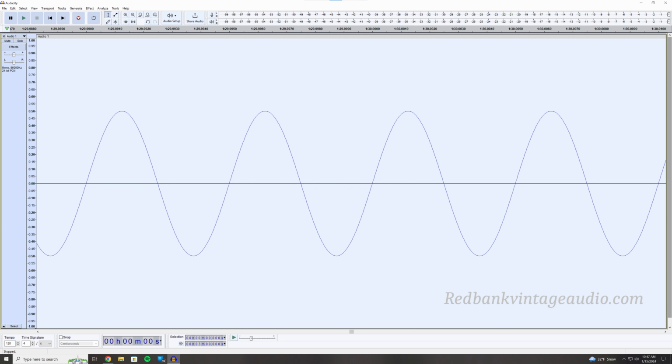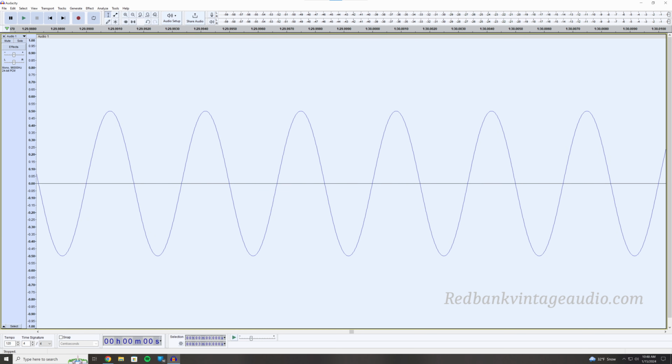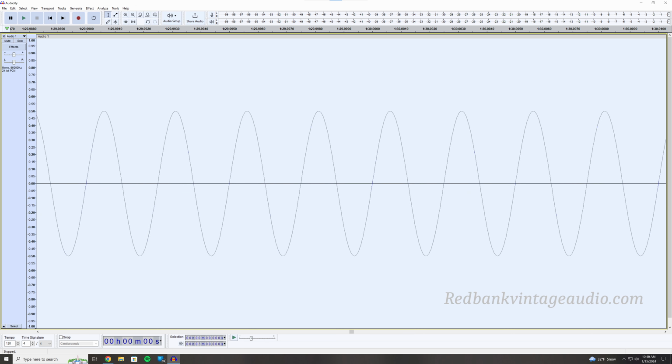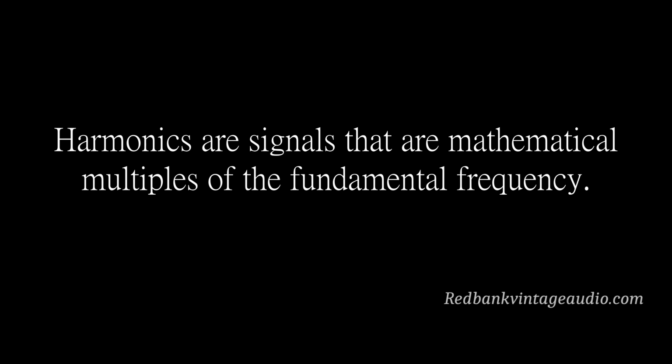Go up another 100 Hz and you get a 300 Hz sine wave, which looks and sounds like this. Do it one more time and you find yourself at 400 Hz, which looks and sounds like this. Now, if you think of that first tone at 100 Hz as the fundamental frequency, then the others, which are multiples of 100 Hz, are harmonics of that fundamental frequency.